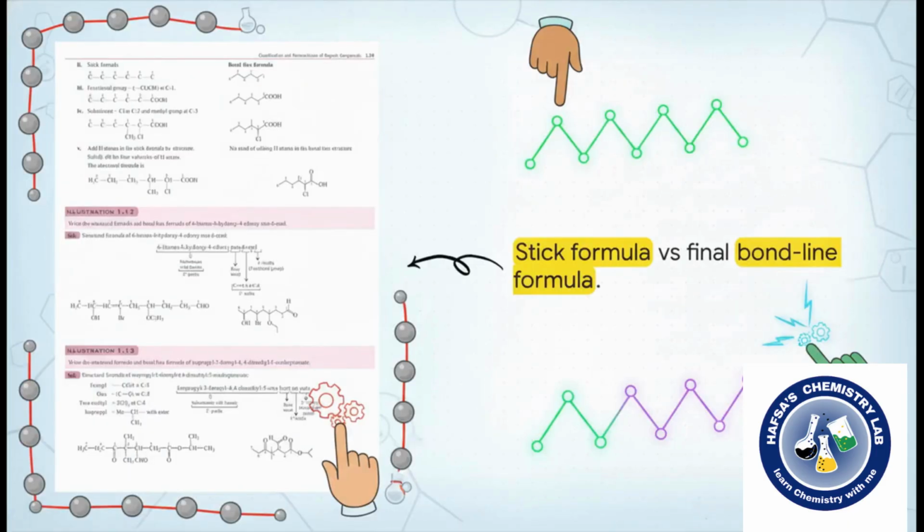Now, once you've placed all your puzzle pieces, you actually have a choice in how you present your final drawing. You could use the stick formula or the bond line formula. The stick formula is where you explicitly draw out every single carbon atom in a row. The bond line formula, on the other hand, uses a zigzag line where every single point or bend just represents a carbon atom. It is so much cleaner and honestly a lot faster to draw.